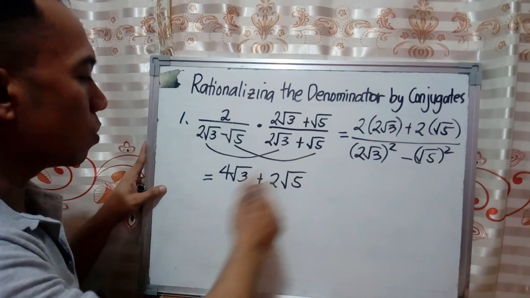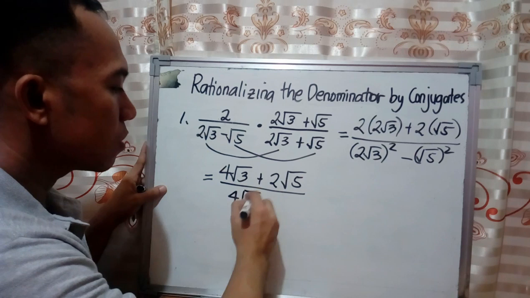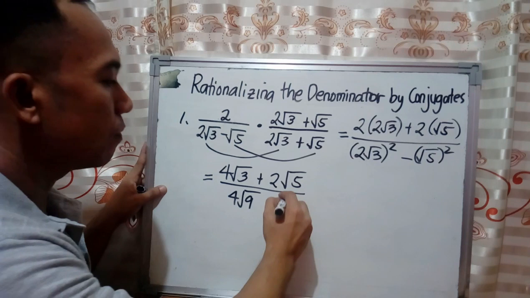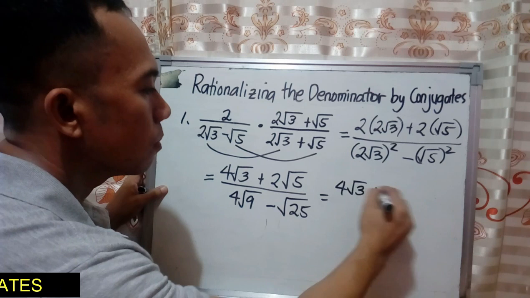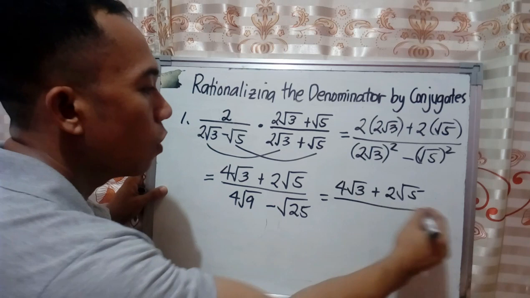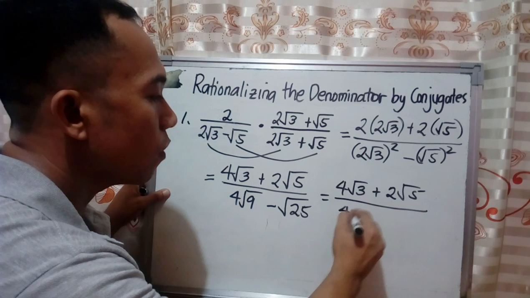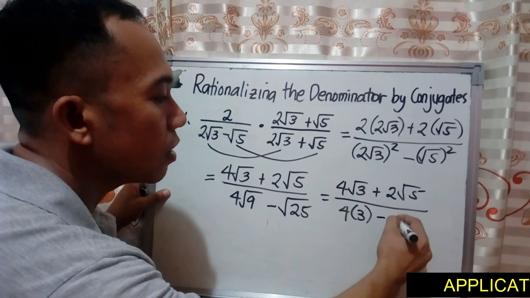So you have 2 times 2, 4, square root of 3 times square root of 3, square root of 9. And then minus square root of 5 times square root of 5, square root of 25. Now let's simplify this and this. So this is now 4 square root of 3 plus 2 square root of 5. I just copied the numerator over 4 times the square root of 9, which is 3. So this is now 4 times 3. Then minus the square root of 25 is minus 5.